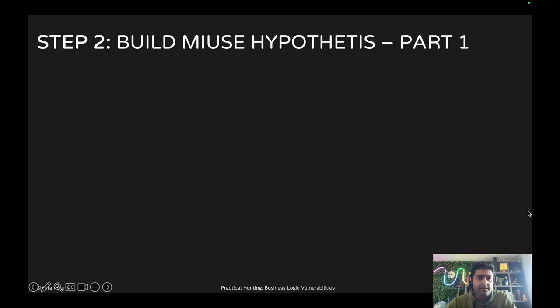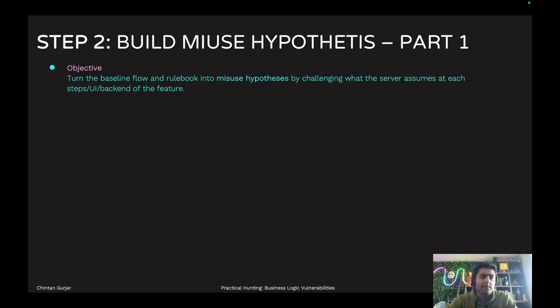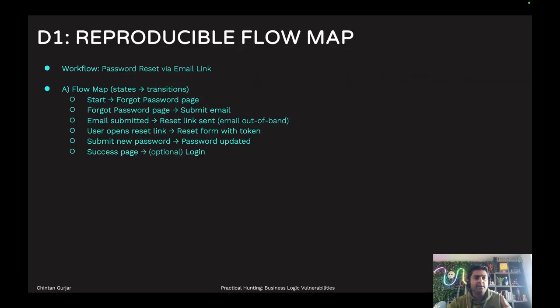So, build the misuse hypothesis, part one. The objective is to turn the baseline flow into the rule book, into the misuse hypothesis, by challenging what the server assumes at each step. Now that step is either on the UI or on the backend feature. Probably it might look a bit difficult, but once I explain how to do it, you will understand. What it tells you is that you have each and every step here. Now you start building the misuse hypothesis.